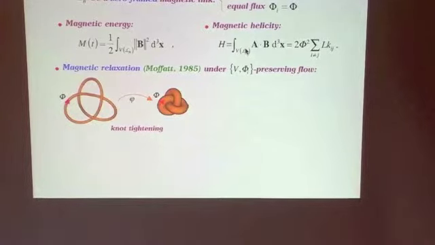So Moffatt in 85, and also Arnold, I must say, talked about magnetic relaxation as a way to explore topology in the context of volume and flux preserving flows. So here we have all the ingredients. If we think of our trefoil knot, we have the Lorentz force, the curvature force. And then we have volume conserved and flux conserved.